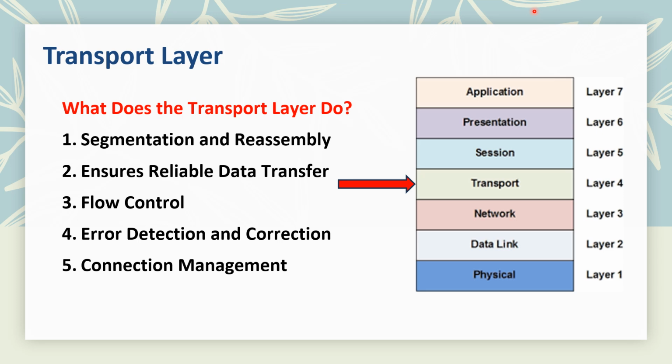It manages the rate at which the data is sent to prevent one device from overwhelming another. This helps avoid congestion and ensures smooth communication. It checks for errors in the data and corrects them if necessary, ensuring that the information is accurate and intact. In protocols like TCP, the transport layer establishes and maintains a connection between two devices until the data transfer is complete.